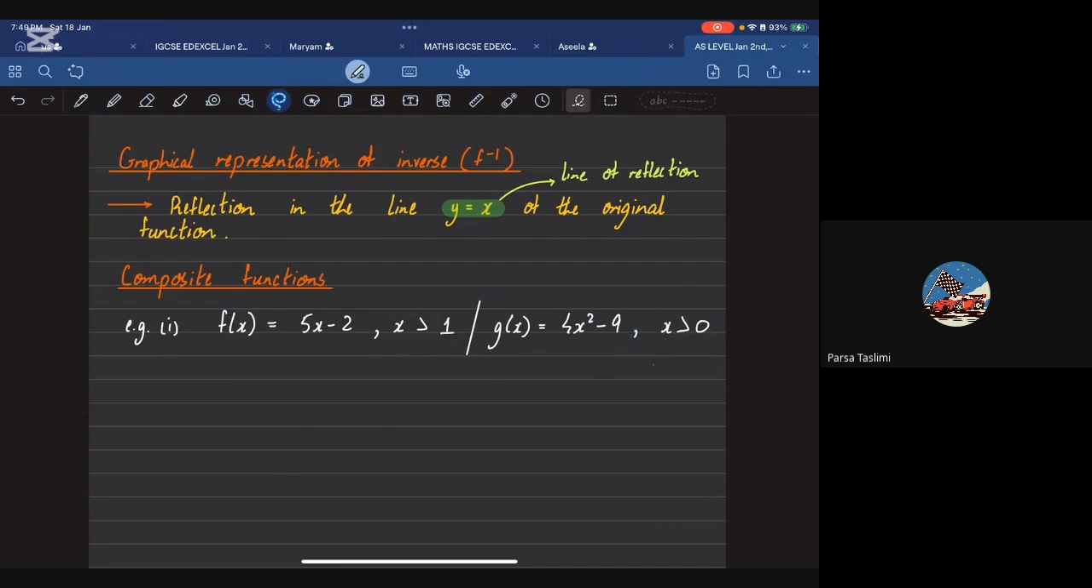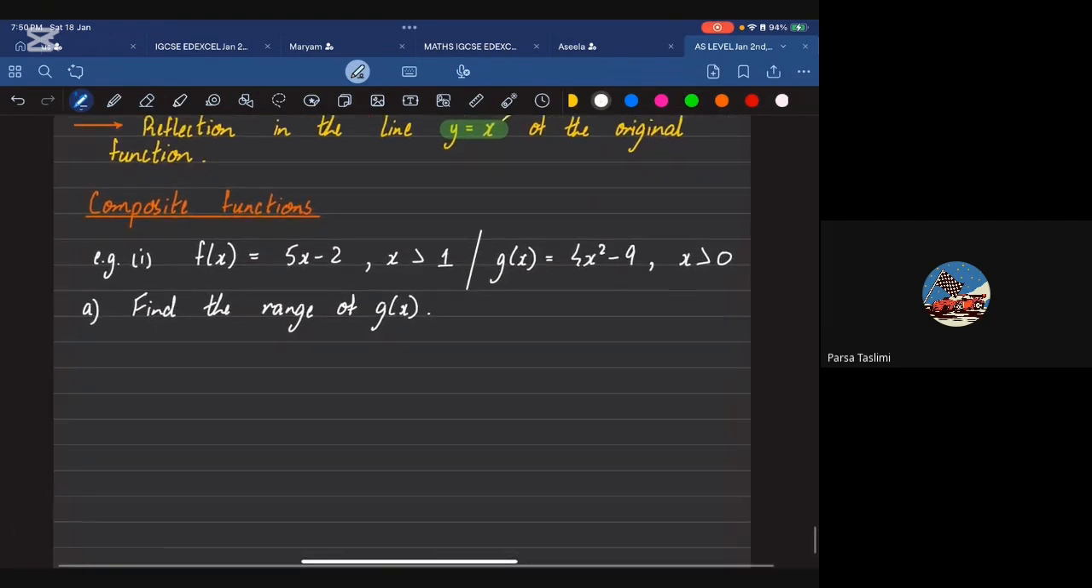Two functions are given to you, two domains are given to you. So you basically do fg of x. But I'll add one slight part to this question. First, I want you to find the range of g of x. All right. Now, how do you find the range of g of x?